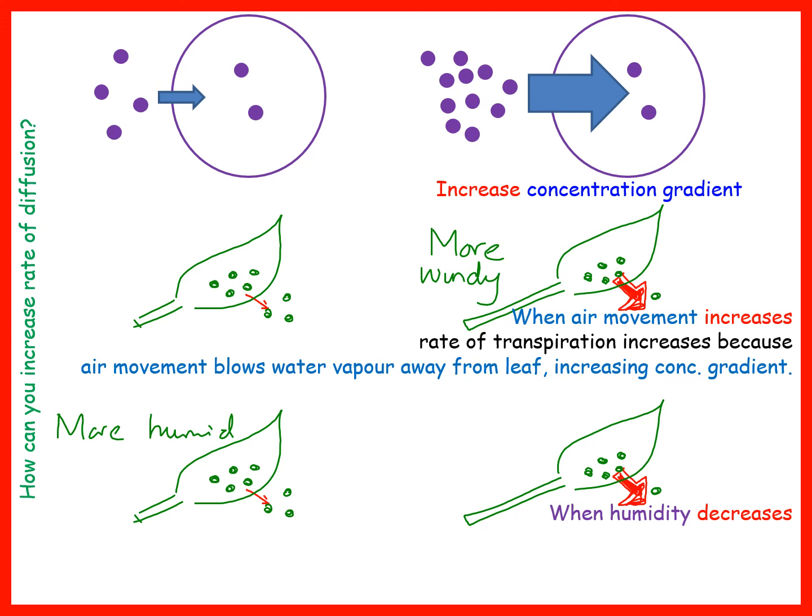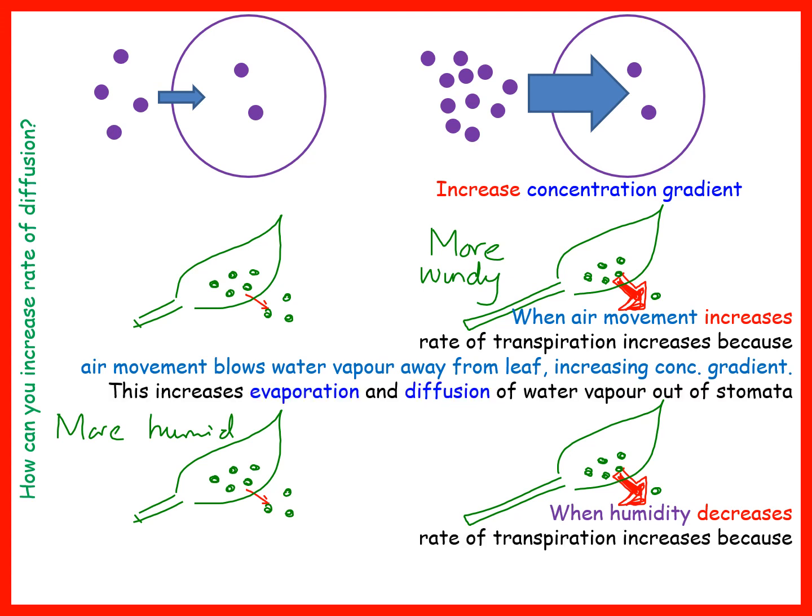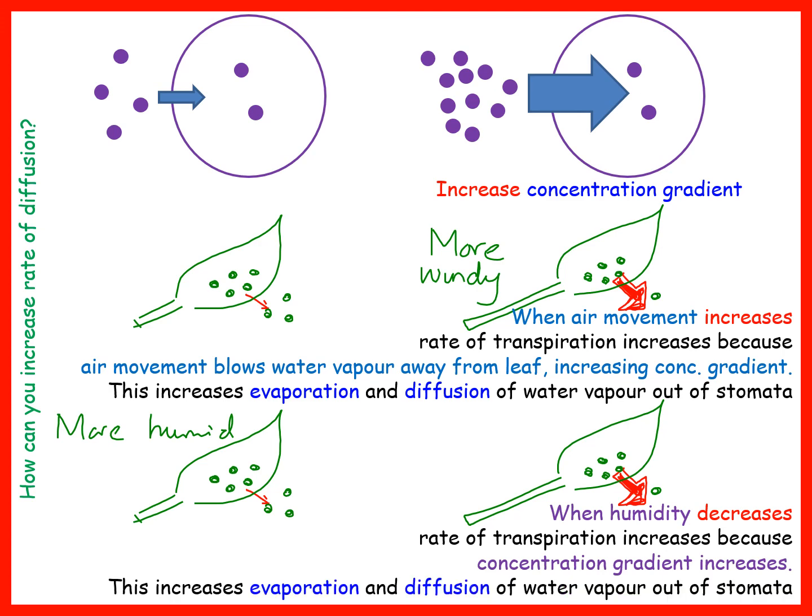In terms of more humidity, when it's more humid, there is lots of water vapor outside the leaf, so that means the concentration gradient decreases. So decreasing the humidity, so when there's less water vapor outside the stomata, that means the transpiration rate will increase because you're increasing the concentration gradient, and therefore there's going to be more evaporation and diffusion of water vapor out of the stomata.